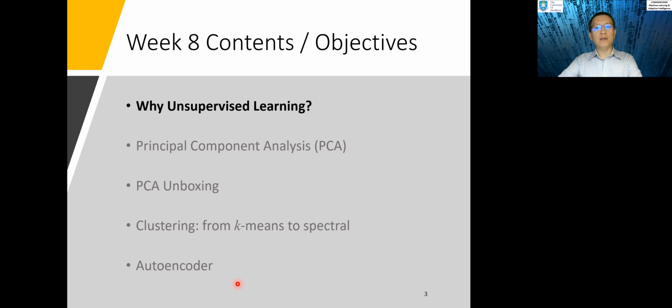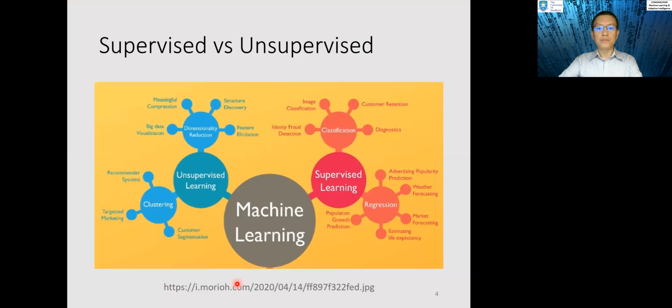So why do we want to study unsupervised learning? In machine learning, we can broadly categorize machine learning models into supervised learning or unsupervised learning. Supervised learning is what we have studied so far, including regression and classification. And in this lecture, we are going to study unsupervised learning, including dimensionality reduction and clustering.